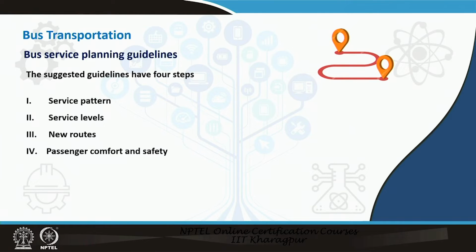Okay. So, these are the 4 broad steps in which you can plan for a bus service. In order to plan for a bus service, you have to have a service pattern, you have to have service levels, you have to determine whether you need new routes, and you also have to take care of passenger comfort and safety. So, broadly the 4 steps in planning for a bus service are these. Now, we will look into individually what these 4 steps tell you.